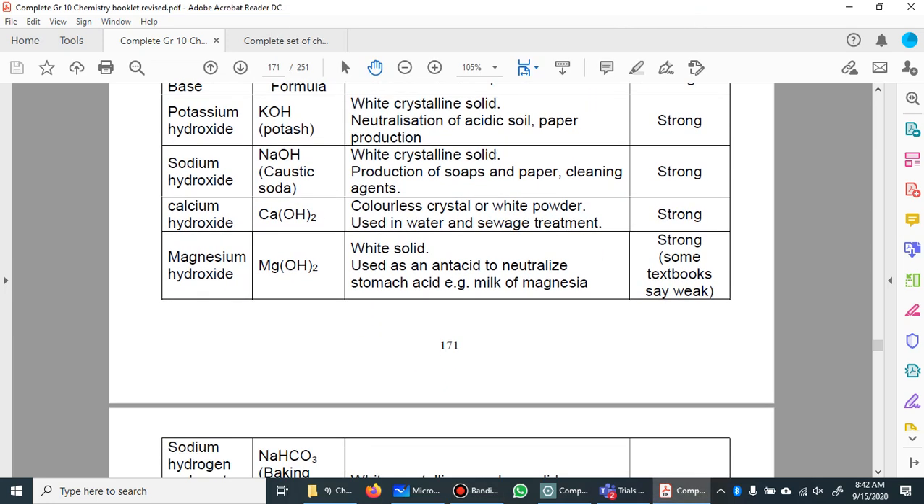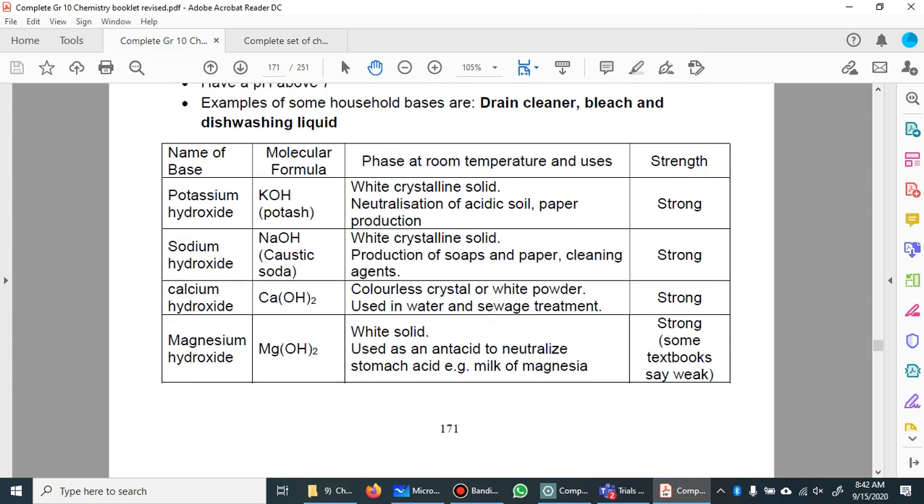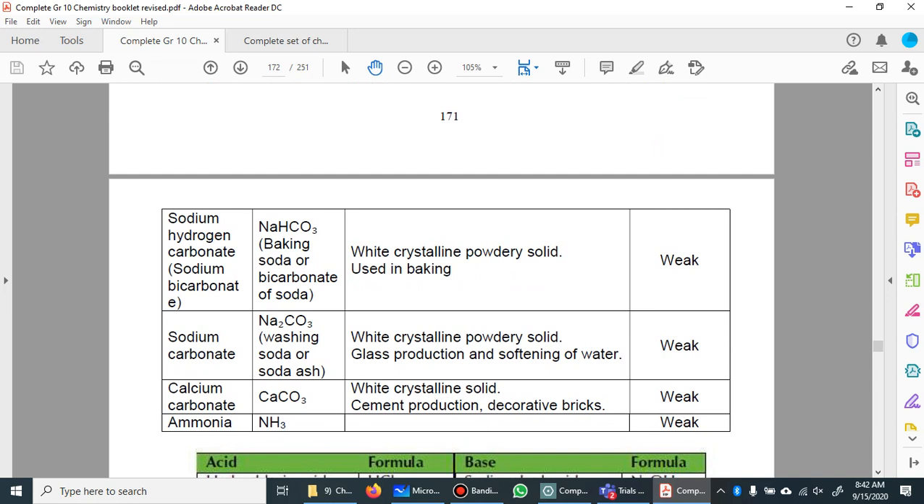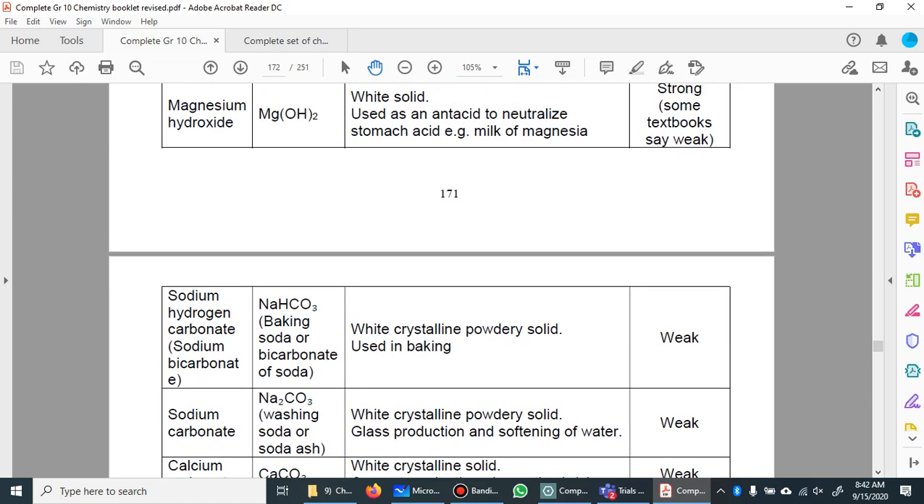Okay, then let's go on to some, sorry, is everyone done with that? Some weak bases. So you can write a little heading, weak bases, and there's 4 there. So sodium hydrogen carbonate, which is baking soda. If you bake a lot, you'll know that that's sodium hydrogen carbonate. Then sodium carbonate. Again, write the little common name for yourself just in case. Then calcium carbonate and ammonia. Write those 4 down under weak bases. Yeah, sorry? Sorry, magnesium hydroxide.